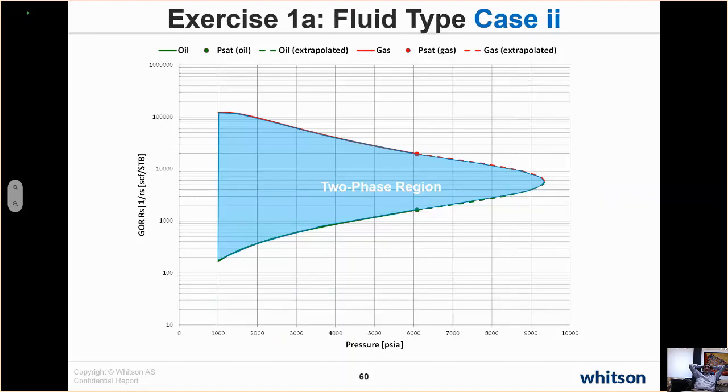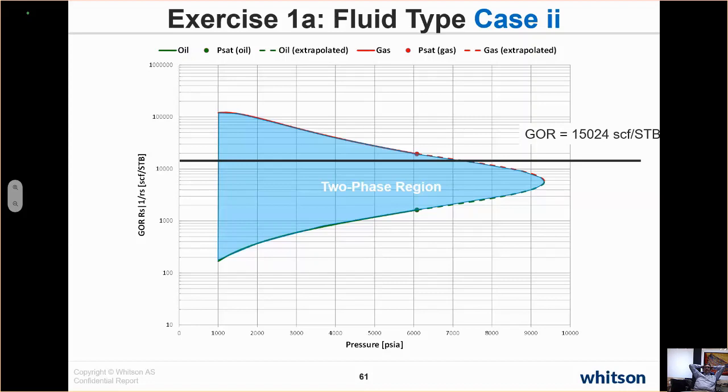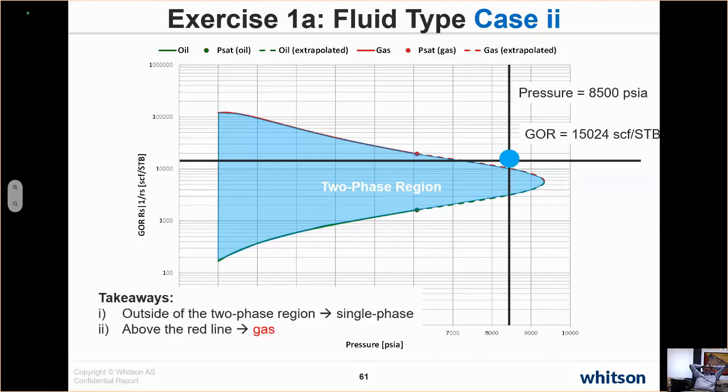Similarly, for the second case, we're dealing with a GOR of close to 15,000 scuffs per barrel. The reservoir pressure is yet again the same, and we see yet again that we have an intersection outside of the two-phase region, which leads to the conclusion that we're still single phase, and since we're above the red line, we are a single phase gas at initial conditions. And we'll find these, or not the initial conditions, but at these conditions.